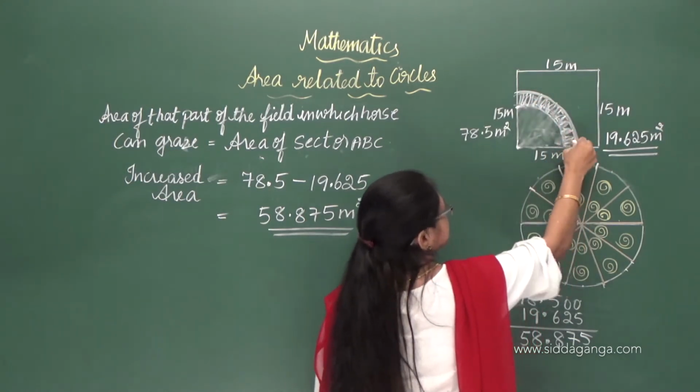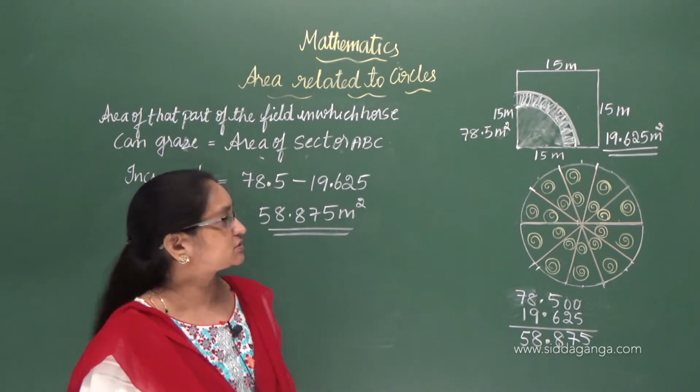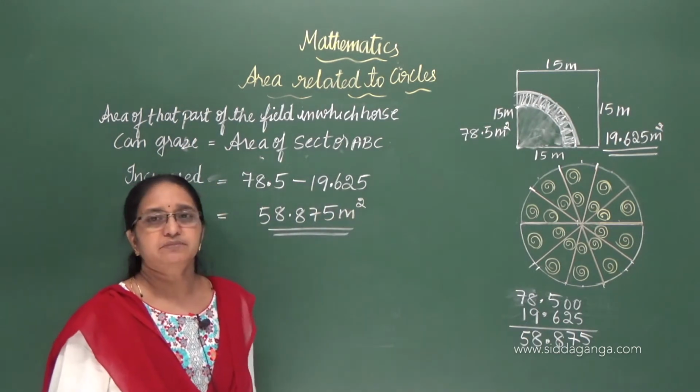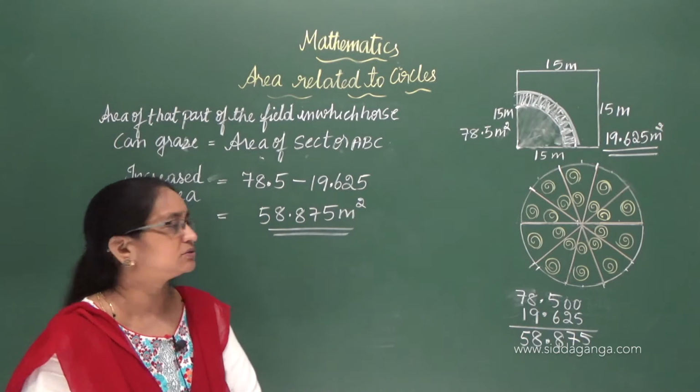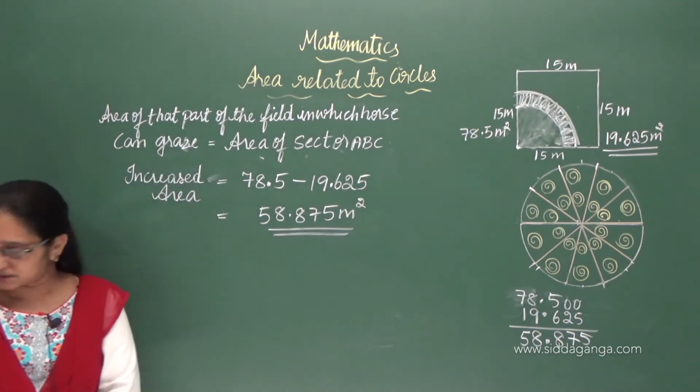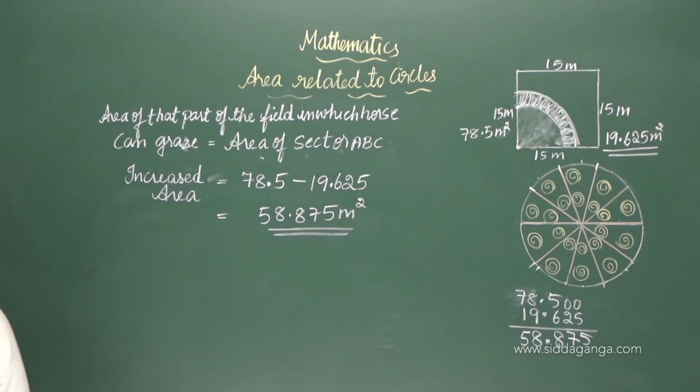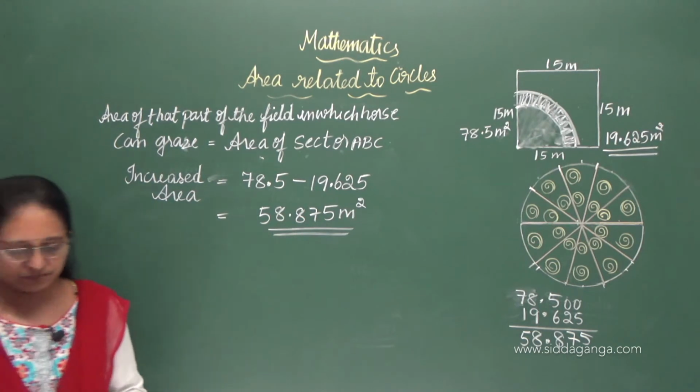Okay. I hope you understood this problem. See, this is how it can be applied in a daily life situation. So the final answer is 58.875 meter square, okay.